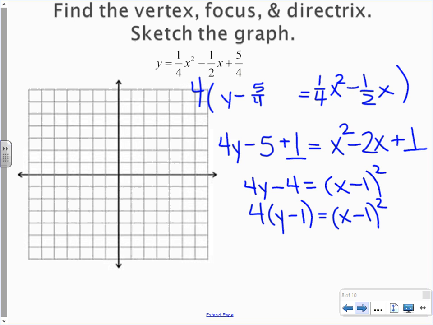You want x minus a number, and you need y minus a number. Any coefficient has to be factored out. Okay? If we had a coefficient with our x minus 1 squared, we'd have to divide it over. The coefficient needs to be with the linear term. All right, so we have our standard form equation.